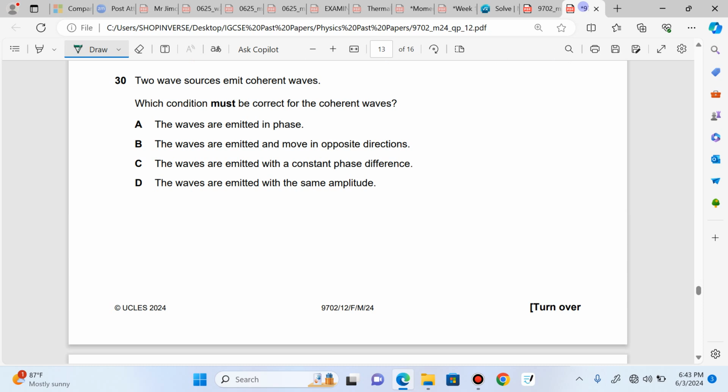Two wave sources emit coherent waves. Which condition must be correct for the coherent waves? When you say two waves are coherent, what does it mean? Constant phase difference. Option A, the waves are emitted in phase. Yes, they might be emitted in phase, but the phase difference might be changing, and we don't want that. The waves are emitted and move in opposite directions. That doesn't matter. The waves are emitted with a constant phase difference. That is what it means for two waves to be coherent. We pick C, constant phase difference.